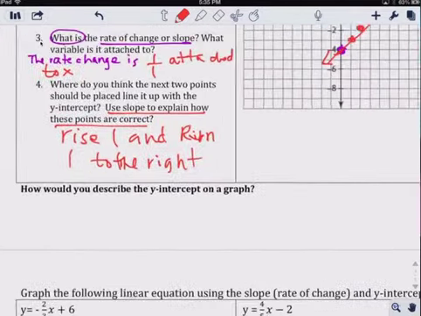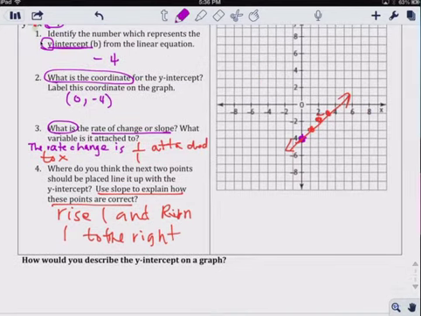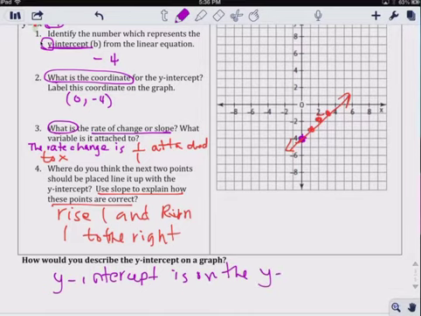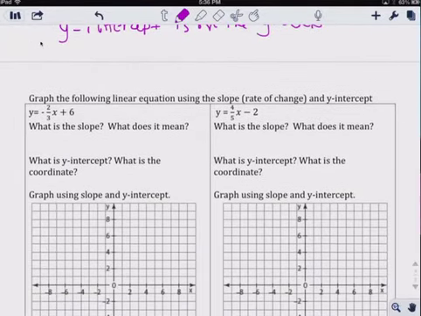How do you describe the y-intercept on the graph? Okay, the y-intercept is on the y-axis. Or whichever way you want to describe this purple dot.